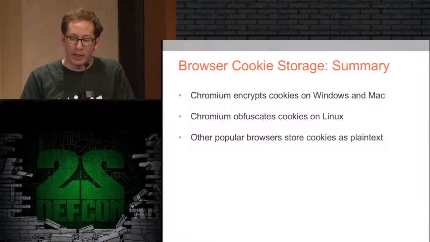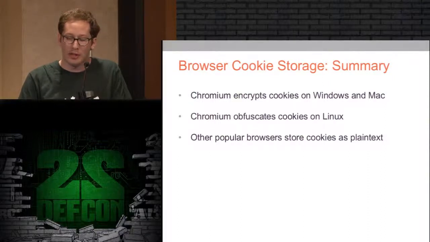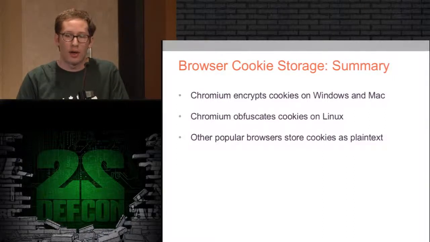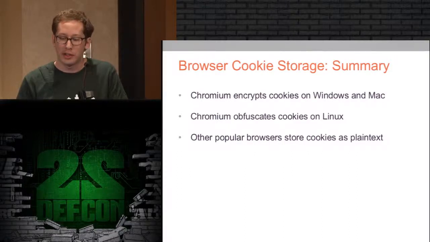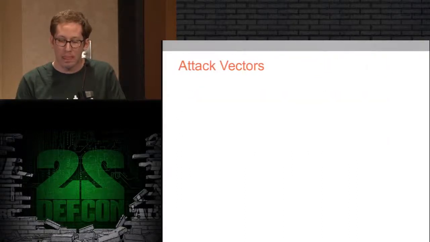Okay, so in summary, Chromium encrypts cookies on Windows and Mac. It obfuscates them on Linux, and other popular browsers store the cookies as plain text: Firefox, Opera and Safari store them as plain text in a binary file format, but they're just there to read. Okay.